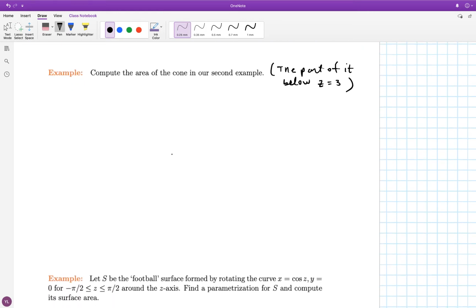All right, now that we've got an expression for surface area, let's go ahead and work some examples. So why don't we return to the cone that we had a little bit ago and see if we can compute a surface area. I have to cut the cone off at some point, otherwise the surface area is going to be infinite, so I'm just choosing to consider the part of the cone that lies below the plane z equals 3, like this. So what is the area of that surface?